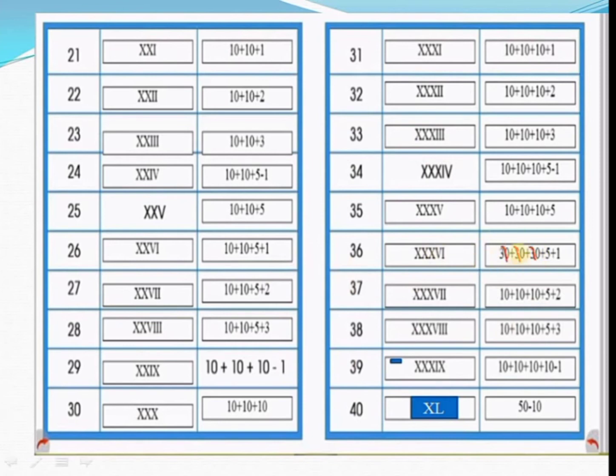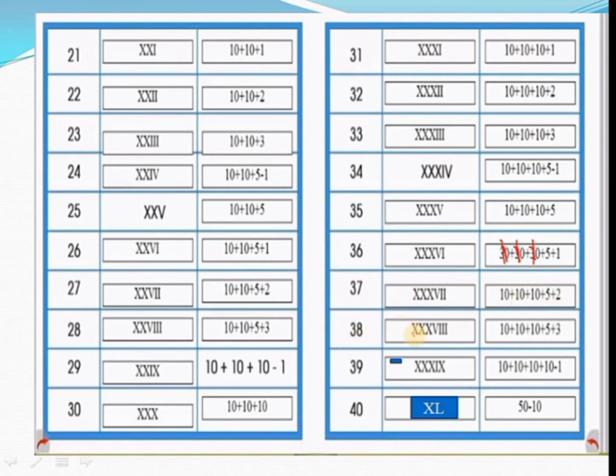There is a typing mistake. So I have written here 10 plus 10 plus 10 plus 1 is equal to 36. Next, 37: XXXVII. So 10 plus 10 plus 10 plus 5 plus 2 is 37.